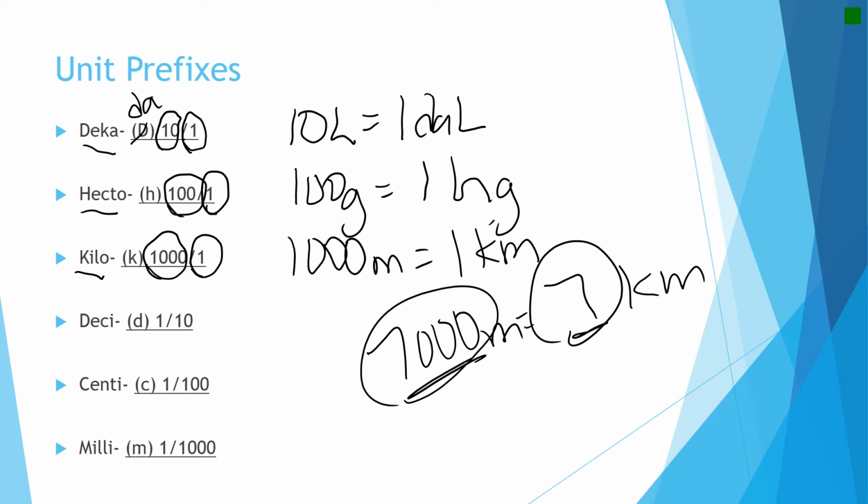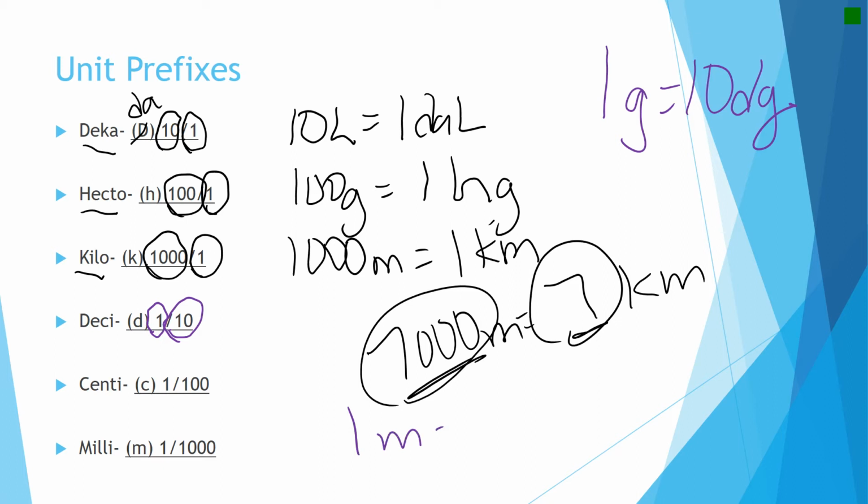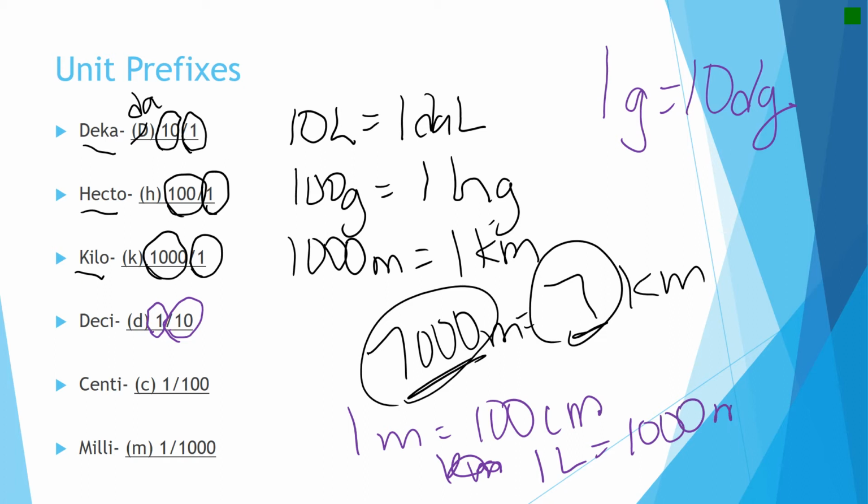Now you go down to the deci. The deci are for smaller units. So for this one, you'd have 1 of your base unit for every 10 of your deci units. So let's say we're talking about mass. Mass would be in grams. So we're saying 1 gram equals 10 decigrams. Centi would be 1 to 100. So 1 meter equals 100 centimeters. And then milli is, let's say, 1 liter equals 1,000 milliliters.